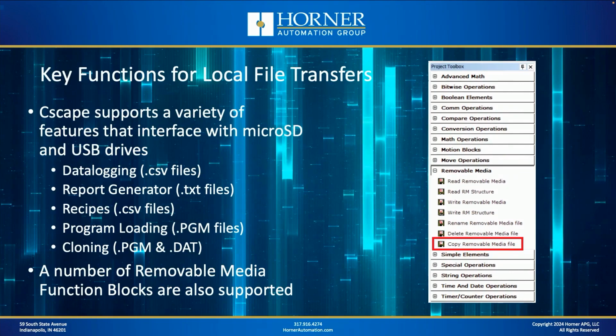Data logging, report generation. There's also plenty of them from the system menu that are accessible, like loading programs and cloning and those sorts of things. But all of those functions that I've just mentioned either use the system menu or their own custom dialog box to configure. What about this copy capability that I'm talking about today? Well, in that scenario, you need to use one of the removable media function blocks that's available in the instruction set in Cscape, specifically the copy block. And that's what we're going to be talking about today.